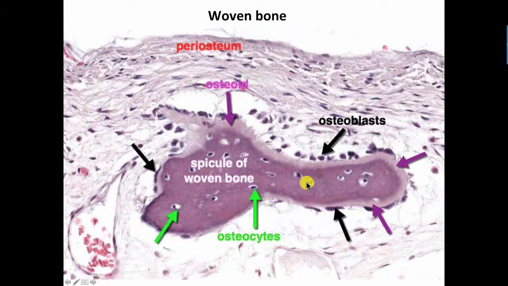And woven bone is pretty much always replaced by the second type of bone, which is lamellar bone, except in a very few places in the body, where the flat bones of the skull interdigitate, in the tooth sockets, and in the insertion of some tendons into bones.